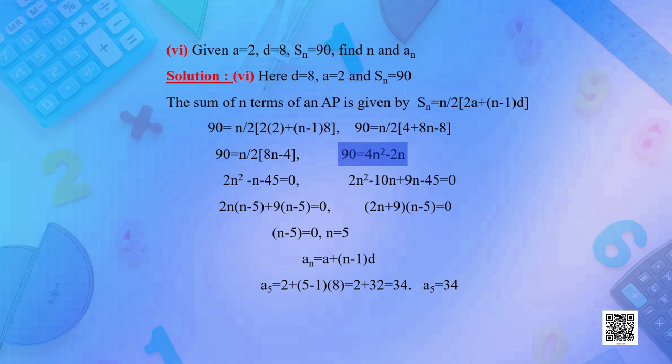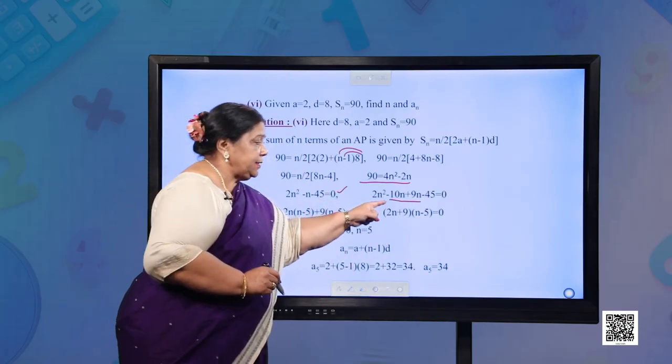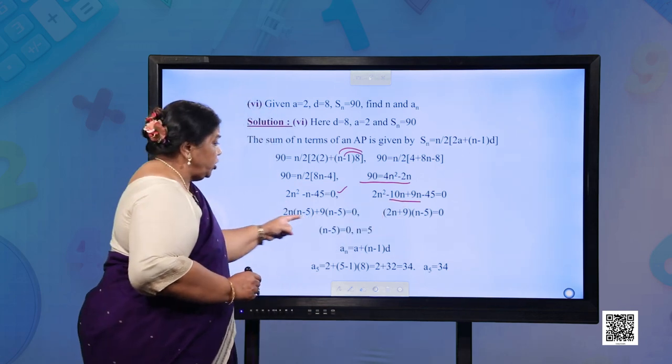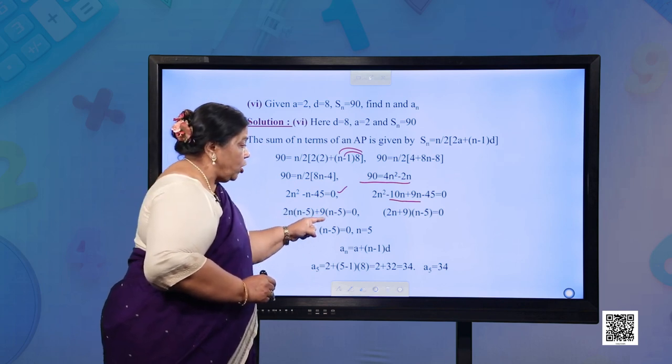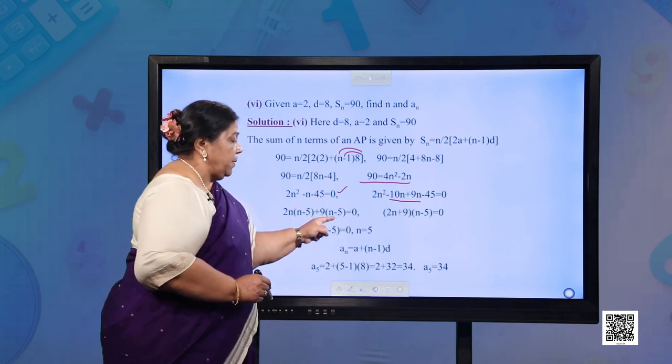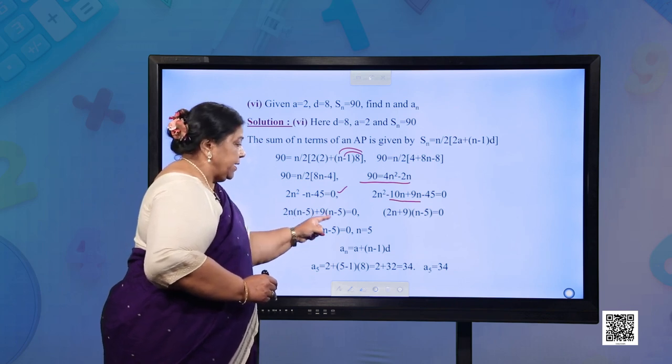which on simplification gives us a quadratic equation. 90 is equal to 4N square minus 2N, which can be written as 2N square minus N minus 45 is equal to 0. We have divided the whole equation by 2 to obtain this equation. Now, 2N square minus 10N plus 9N minus 45 is equal to 0. Splitting of middle term: I have written minus N as minus 10N plus 9N. Now, what is common in the first two terms? 2N is common. We get N minus 5. 9 is common in the next two terms. So, 9 into N minus 5 is equal to 0. Thus, we have two factors, 2N plus 9 and N minus 5.